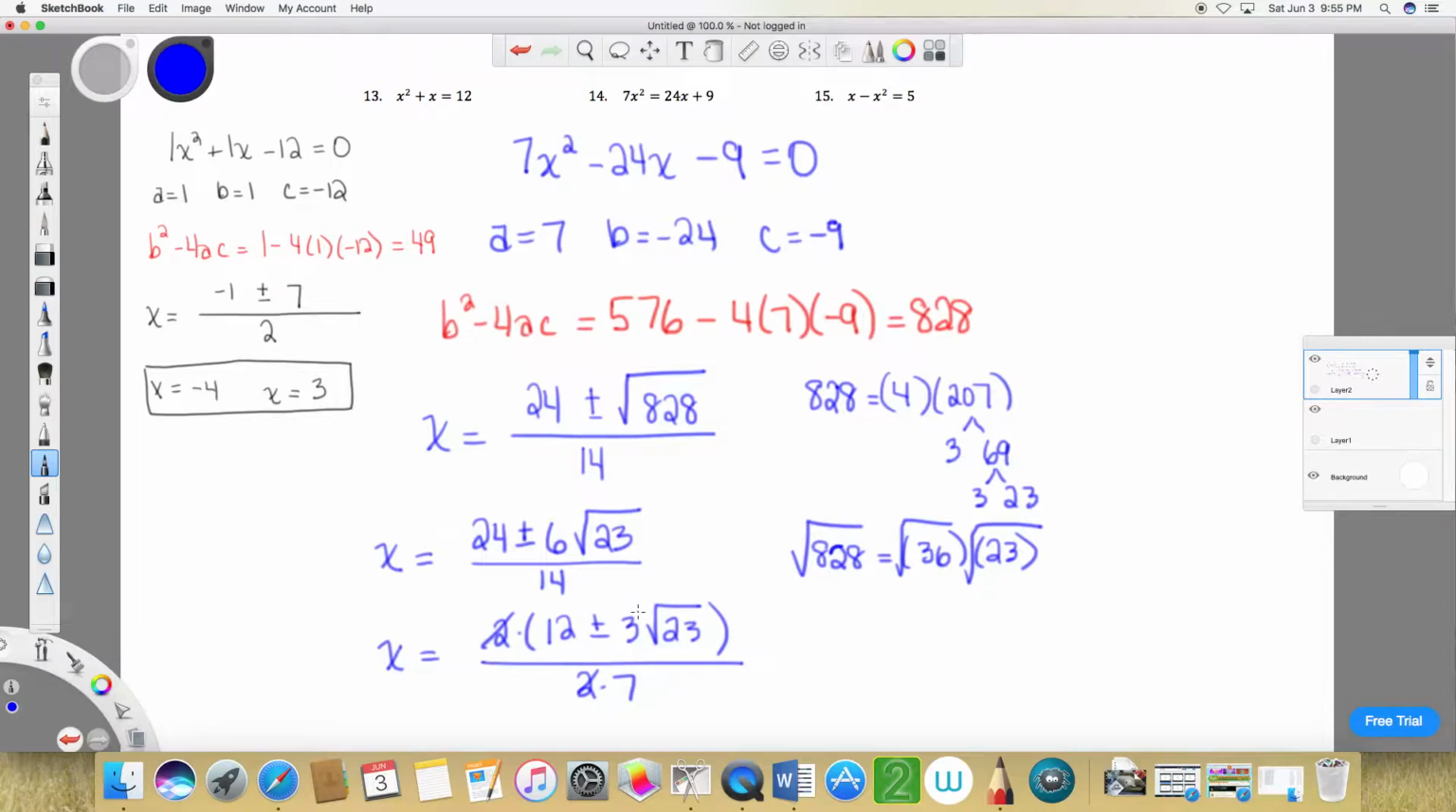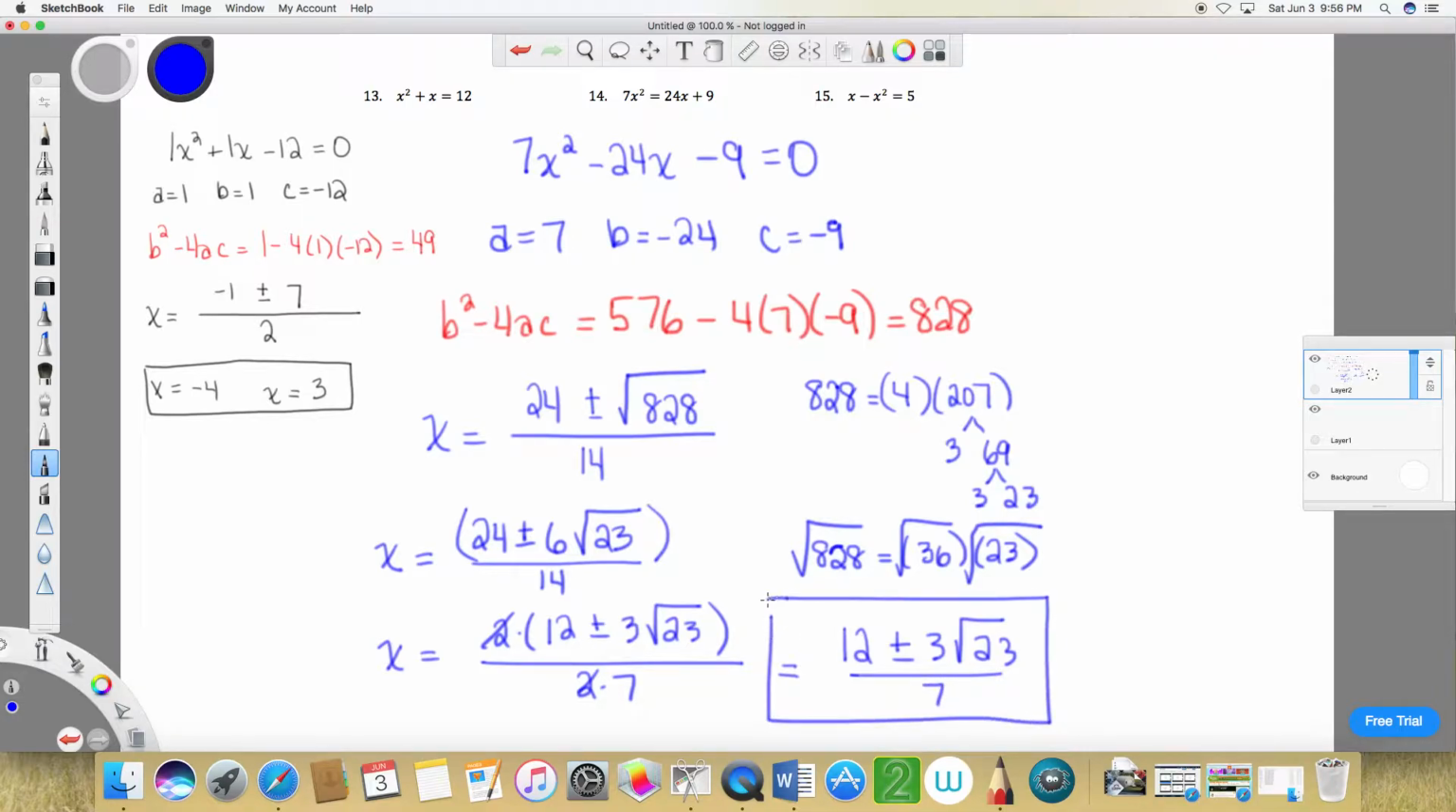Every year I see students that come in and they'll pick the first term and divide it by 14, but they don't do anything to the second term, and that's incorrect. You're dividing this whole binomial by 14, which means both terms. So our final answer here, 12 plus or minus 3 radical 23 over 7, if I haven't made any type of silly error in the above work.